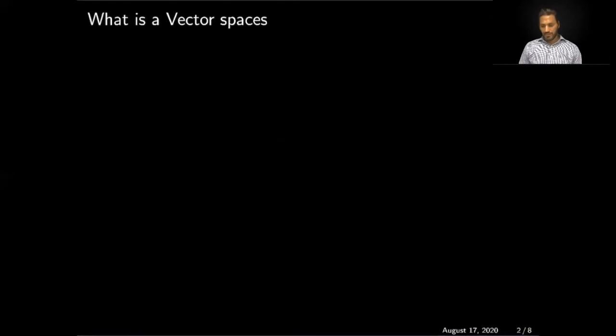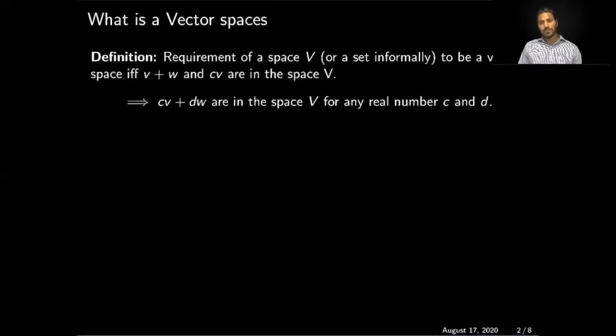What is a vector space? A requirement of a space V, or informally a set V, to be a vector space is that if you take any two vectors from that space and add them, or take the scalar multiplication, and they stay in this space, then we call that space a vector space. Or in other words, if you take the linear combination of any two vectors from the space with any real numbers C and D, and that linear combination stays in this space for any values of C and D, then we call that space V a vector space.